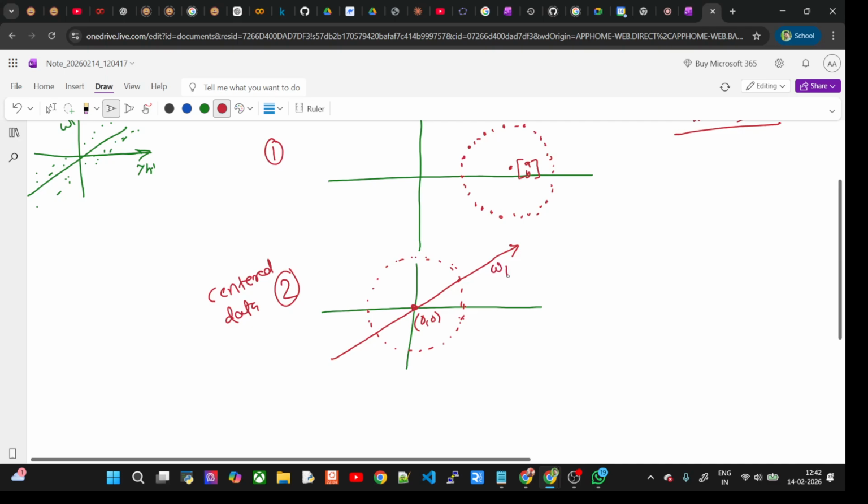Okay, line L1 with eigenvector W1, and next, W2 is perpendicular to W1. The eigenvector W2 gives the next line, L2, like this. But the problem is, what is W1 best for? W1 is best for these points, whichever are very near to this line, but not good for the points which are somewhere here.